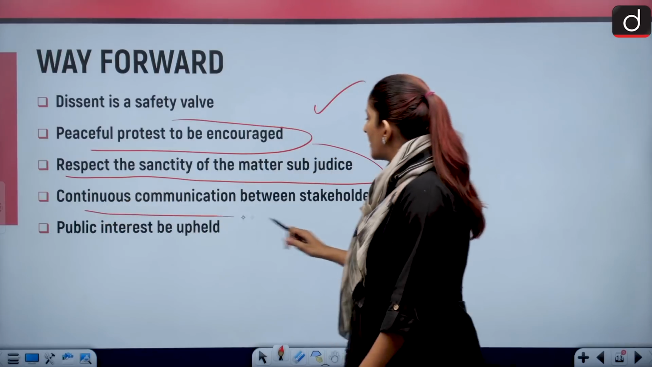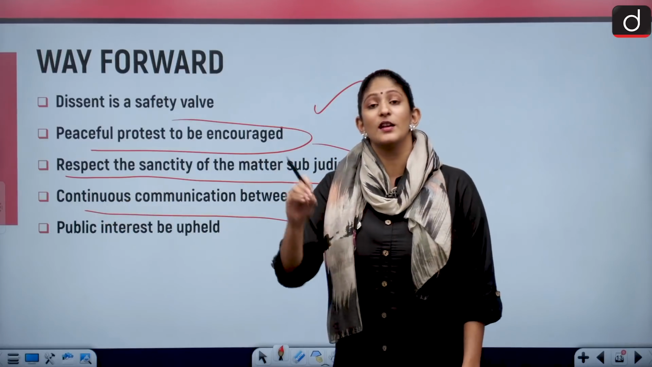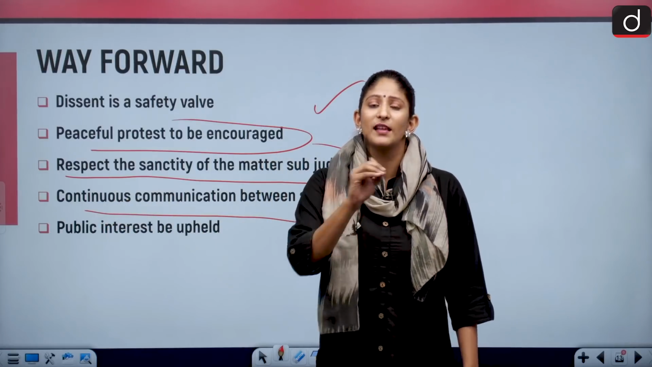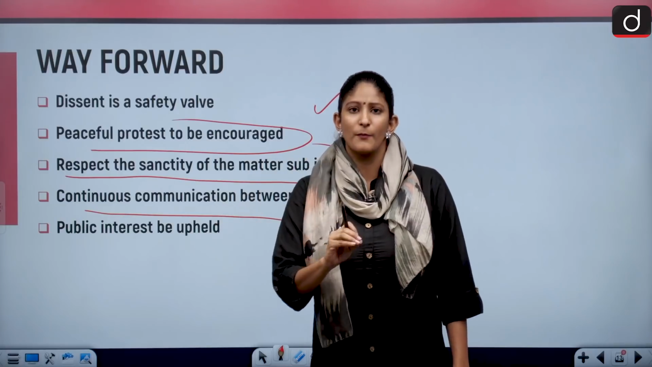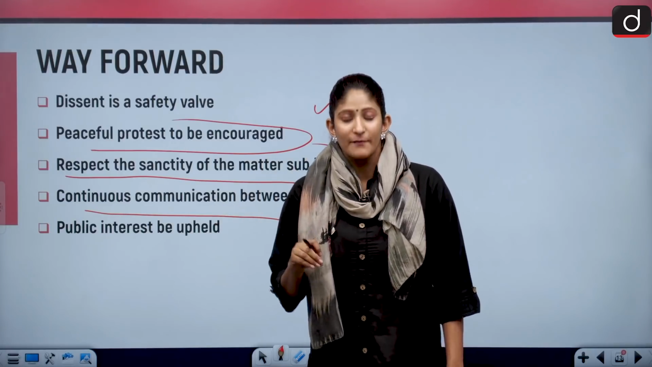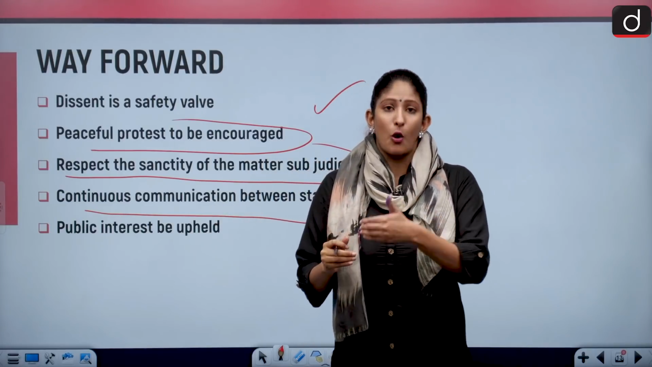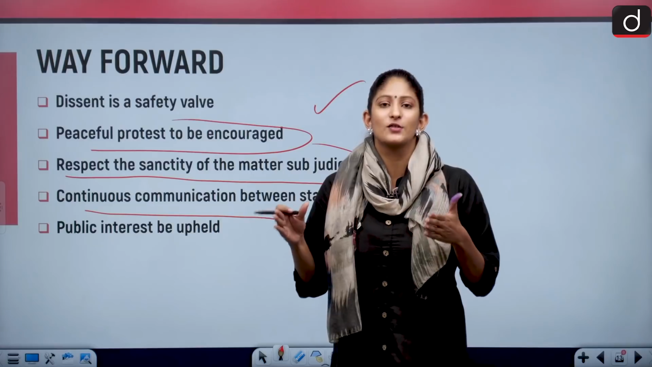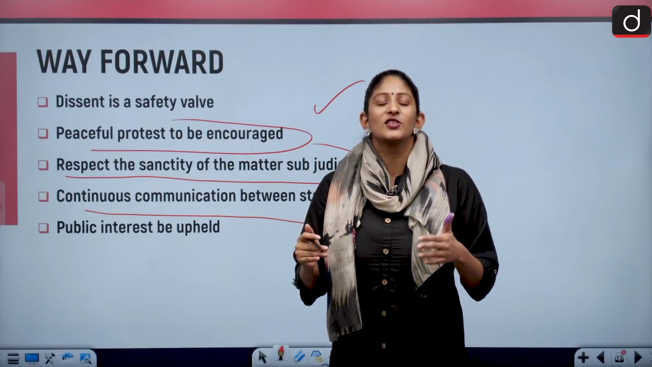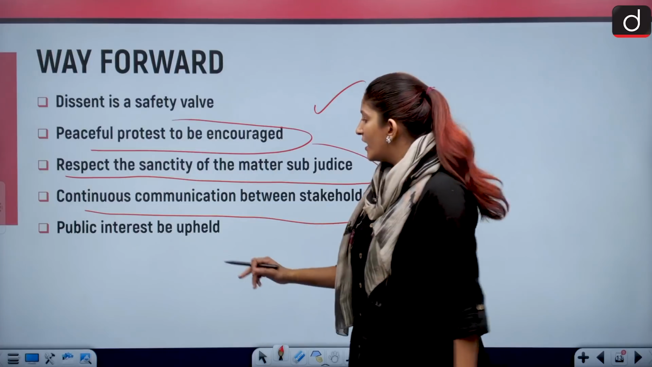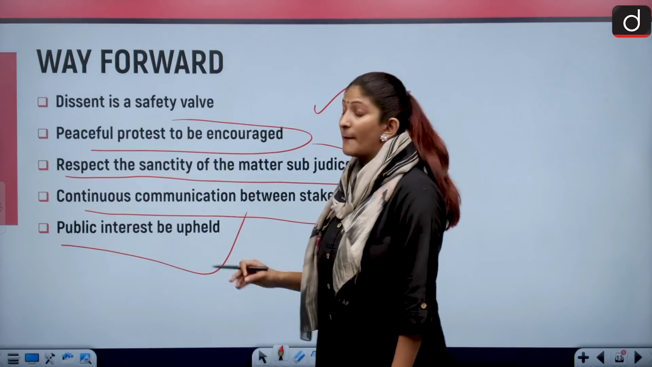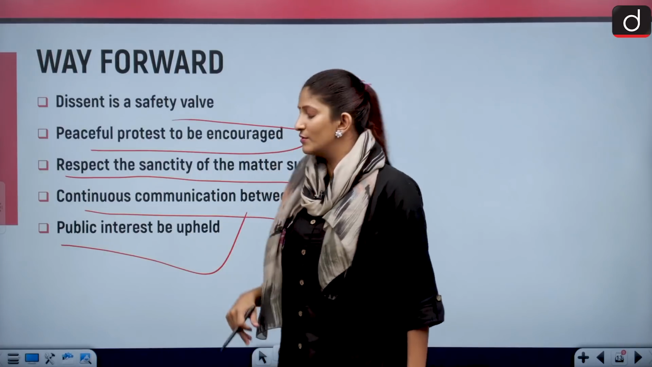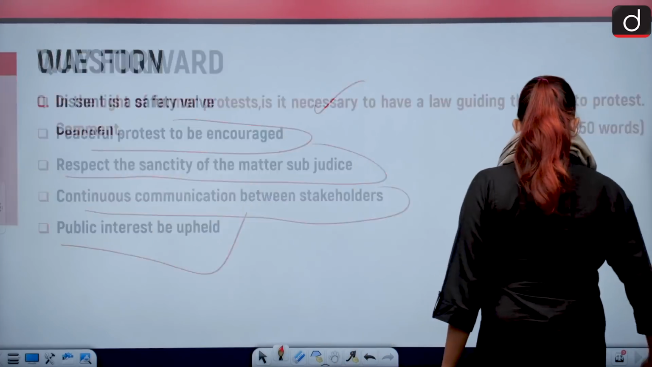Again, continuous communication between stakeholders is necessary. I'm talking about the Center, the farmers, and every other stakeholder that is important in the Farm Acts. What can go along so that every channel is opened. Nobody is just sitting hand on hand, okay? Again, public interest is utmost important. That is also something that we should ponder upon, okay?